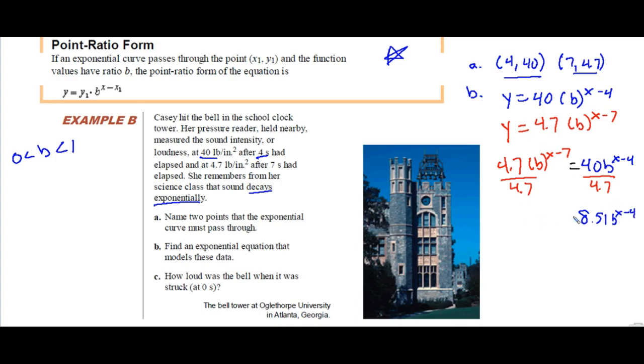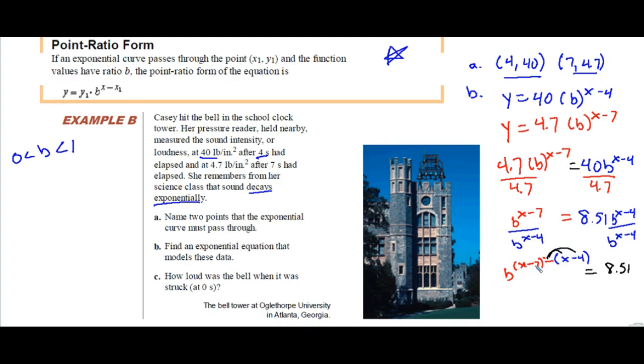And what we're left with on this side is b to the x minus 7. Alright, so now I want to divide both sides by b to the x minus 4. Then if I'm dividing these bases, I can say that's the same as b to the x minus 7, minus the denominator, which is x minus 4, and we can say that whole thing is going to equal approximately 8.51.